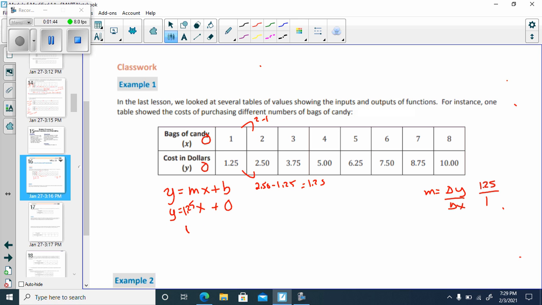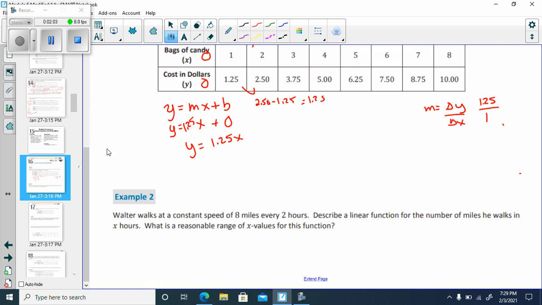If you read this, you don't need to leave the plus zeros there because it doesn't mean anything. When you read this, what this actually tells you is that the cost is going to be equal to $1.25 per bag times x, the number of bags. That's what this means. Now, let's look at the next one, example 2.